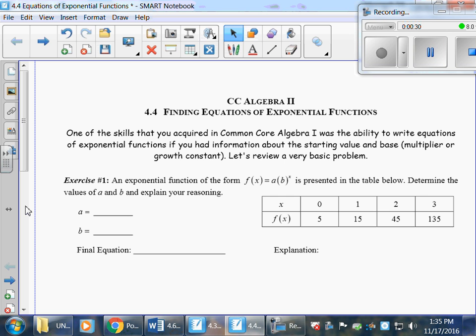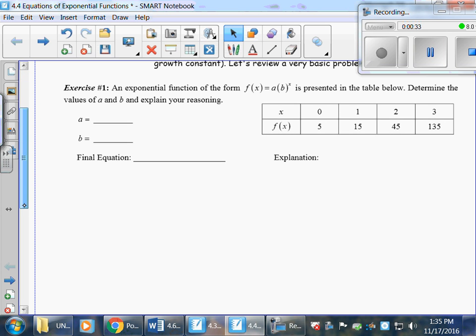So an exponential function of the form f of x equals a times b to the x is presented in the table below. Now again, an exponential function, I like to always remember, is when the x is the exponent. Don't get that confused with the quadratic when it says x to the second power. It looks like an exponential, but that's a quadratic equation. So when you have a variable or a number being raised to the x power, you know that's an example of an exponential function. So determine the values of a and b and explain your reasoning.